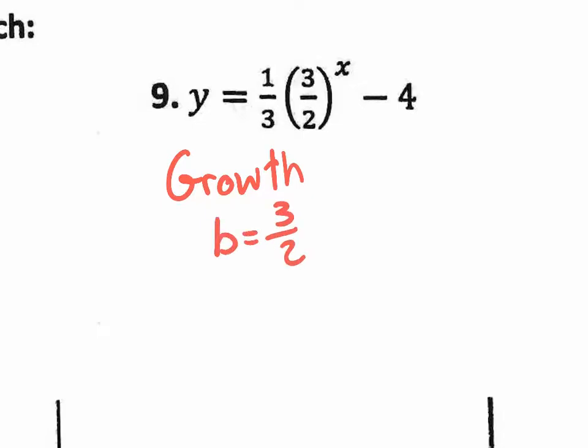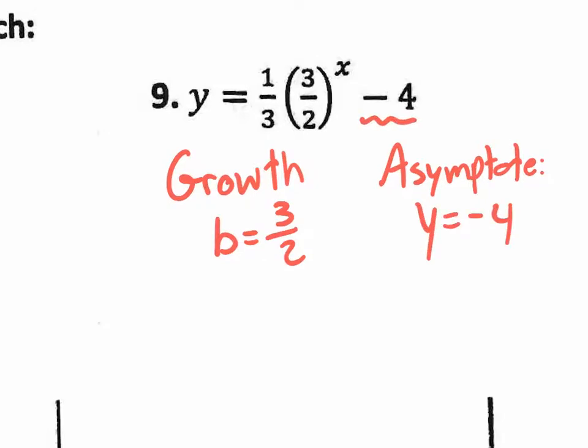And it's also asking for the k value, the asymptote value. So -4. Does it ask for the asymptote? Yeah? Okay, so we want to write it as an equation. So we're going to say y equals -4. And that's all there is to say about number 9.